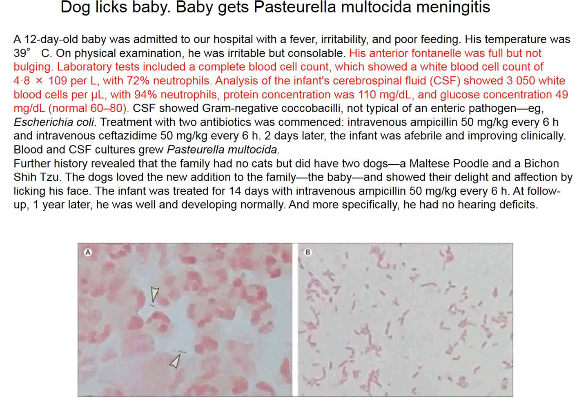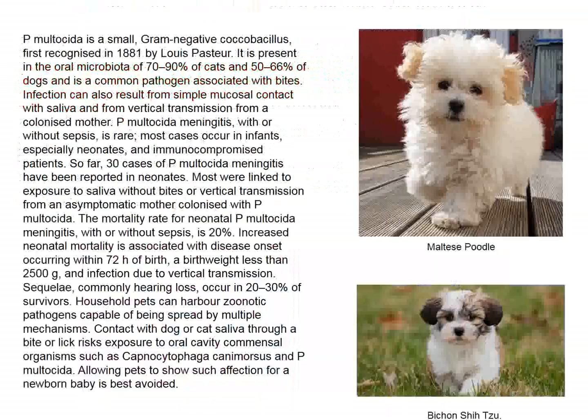So a lumbar puncture was done. And it shows proteinuria and lots of white cells. And then you would think in a 12-day-old baby, it probably would be Haemophilus influenzae, but it was Pasteurella multocida. So where did that come from? And there are the two culprits, the Maltese poodle and the Bichon Shih Tzu. Cute, aren't they? But maybe pets should not be allowed to show such affection for a newborn baby. Thank you for your attention.